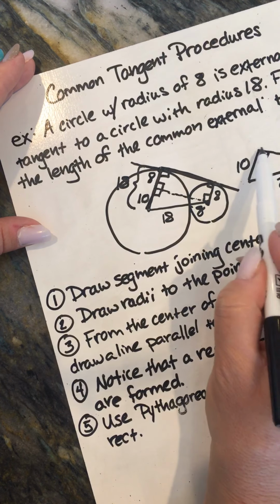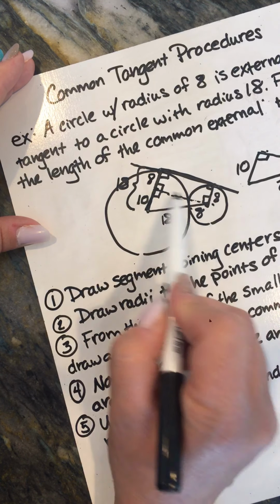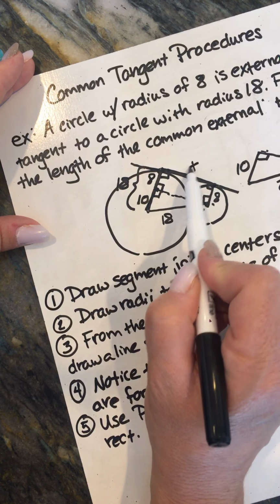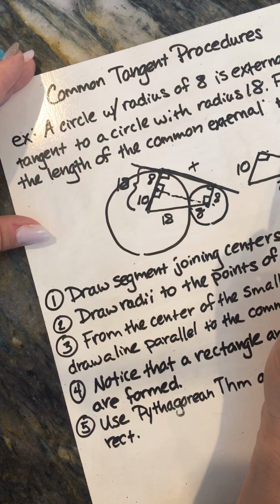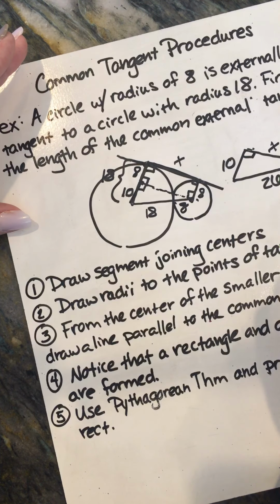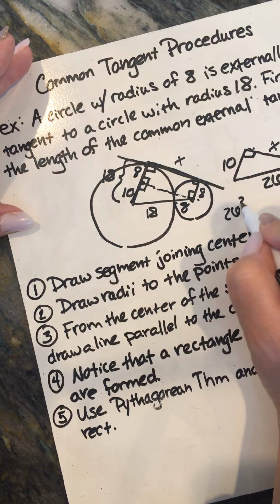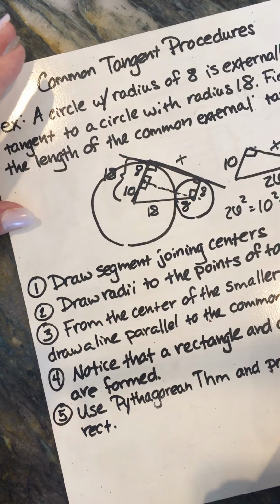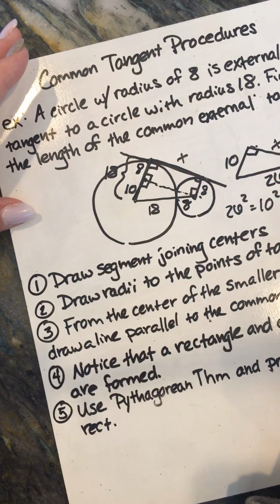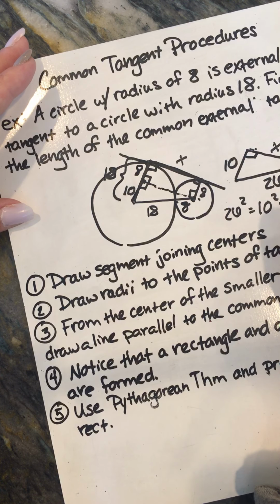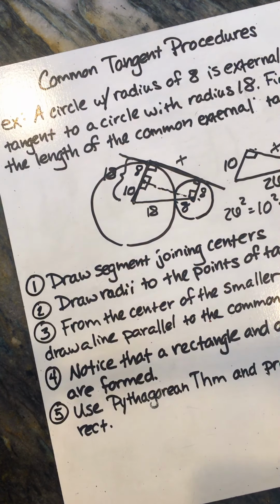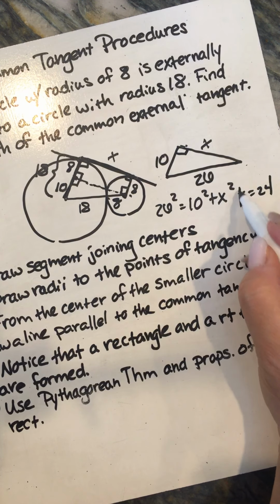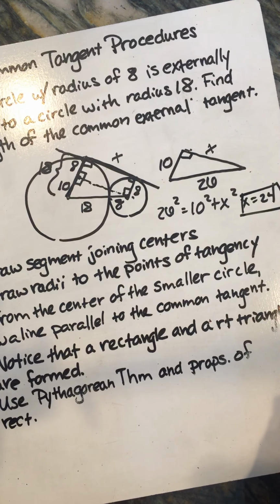It would be great to find this piece because this piece is the same measure as our common external tangent. We'll call it x. You can use Pythagorean theorem, 26 squared equals 10 squared plus x squared. Or you can go, hey, it's a family. It's a 5, 12, 13 family. So x would equal 24 because that's the 12 side of the 5, 12, 13. So x equals 24. Your common external tangent is 24.